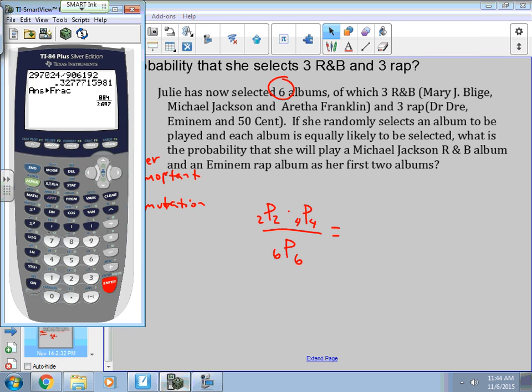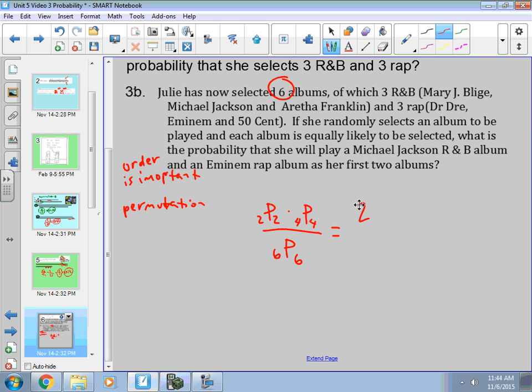Those ones, like the first one here, if you hit 2, go to your probability menu, and you can select permutation and hit 2 again. The number of ways of having Eminem and Michael Jackson come up as the first 2 would be 2. Either Michael Jackson's first and Eminem's second, or Eminem's first and Michael Jackson's second.